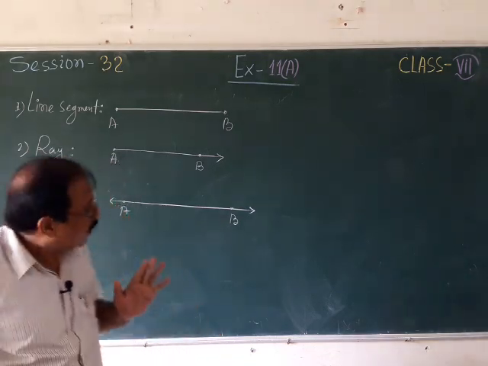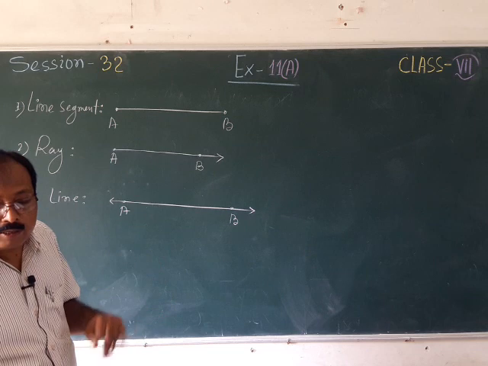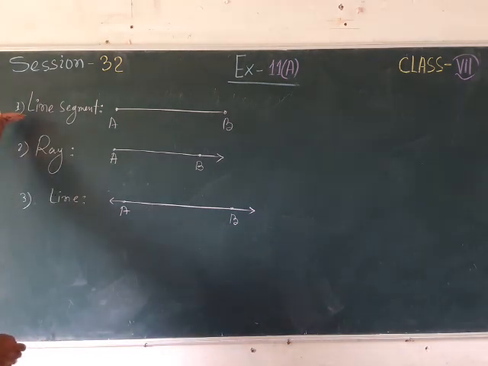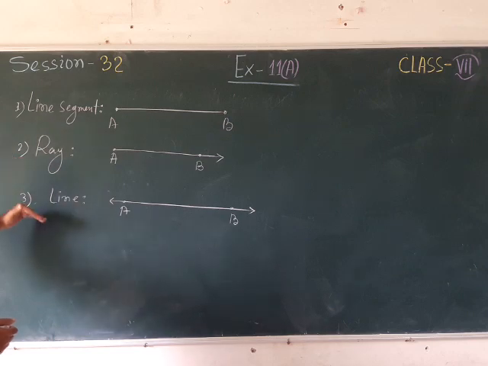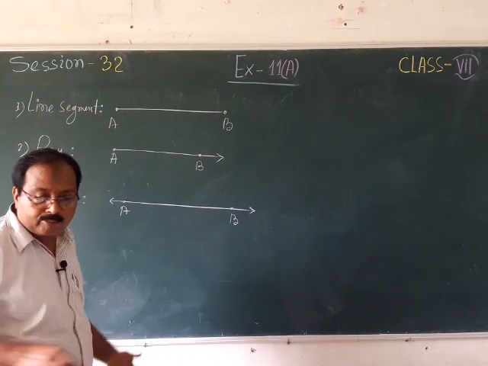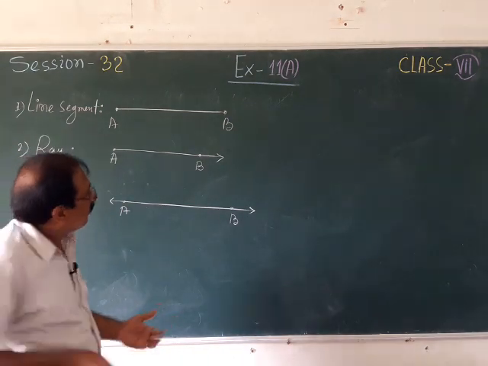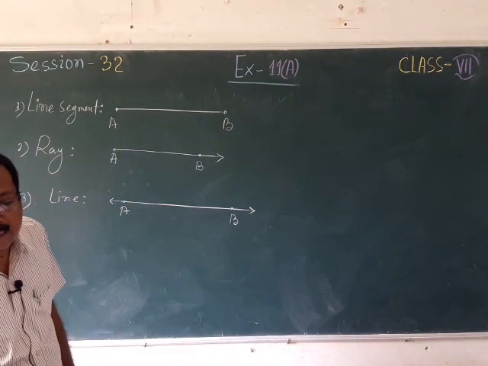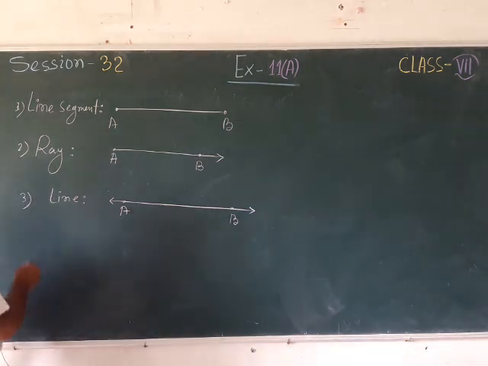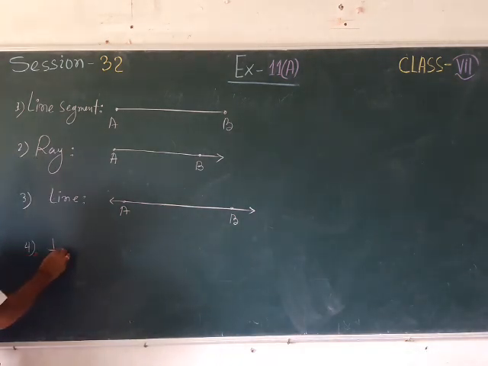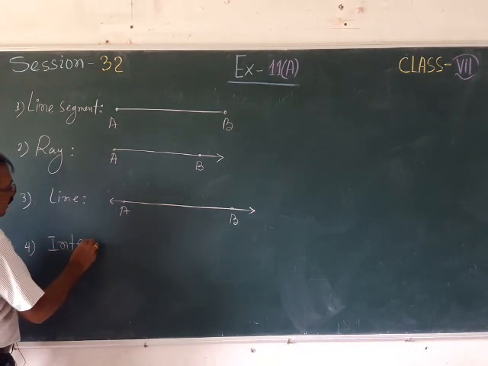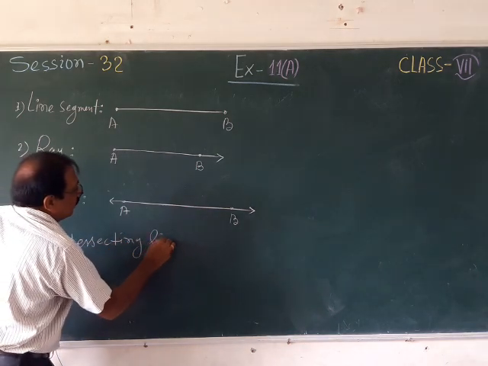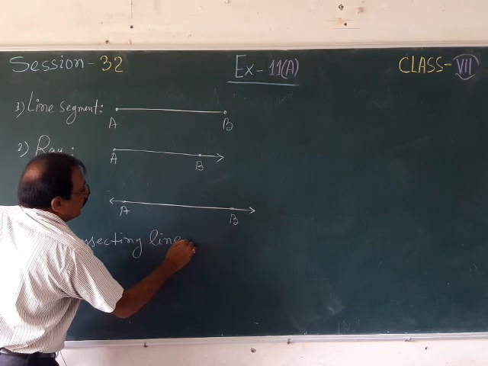After knowing about line segment, ray and line, you know that 3 types of lines you are having. One is intersecting lines. Now, the 4th point: you have to understand what is an intersecting line. What do you mean by intersecting lines?